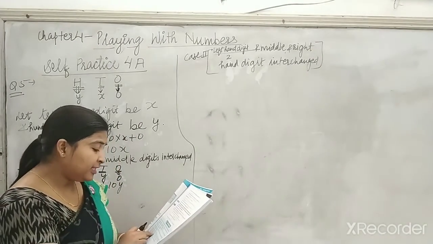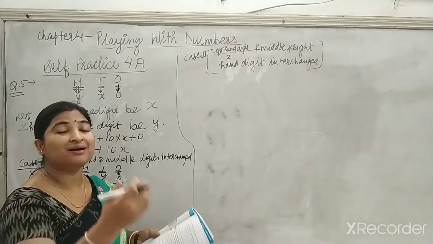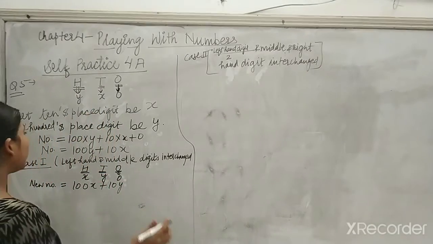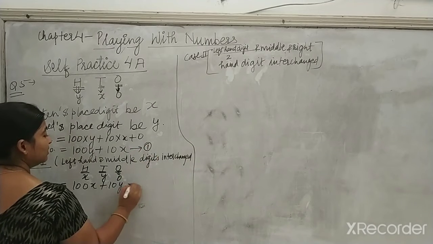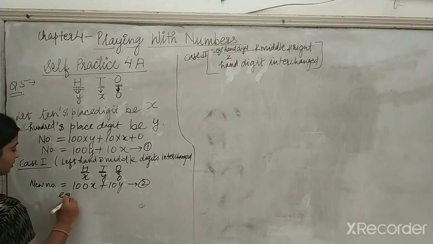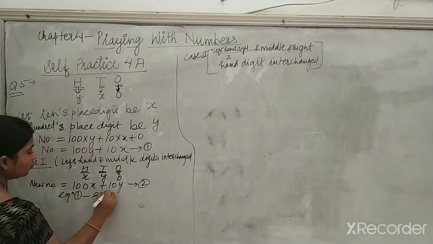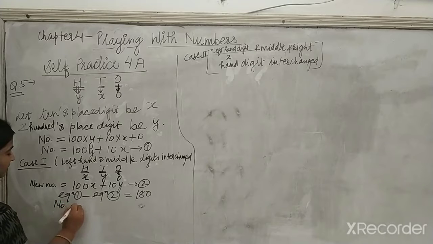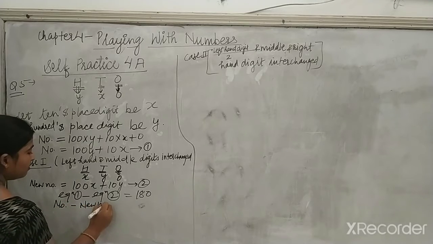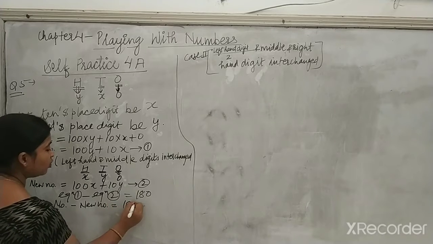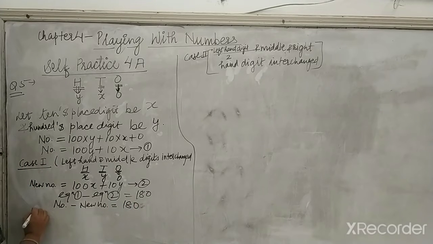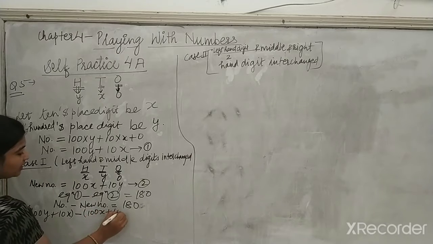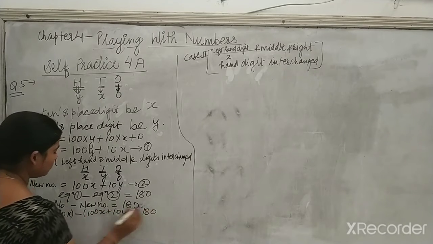Now, if they are interchanged, the number diminished, the number has become less by 180. So can I say it is actually saying that equation 1 minus equation 2 will be equal to 180. That is number minus new number. Number minus new number is equal to 180. So what is my number? Number is my 100y plus 10x minus, what is my new number? My new number is 100x plus 10y. That is equal to 180. You can solve this very easy.